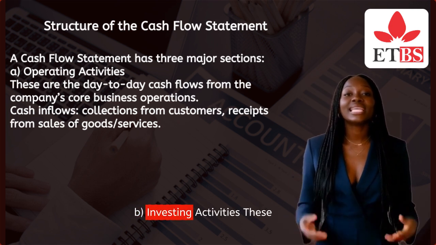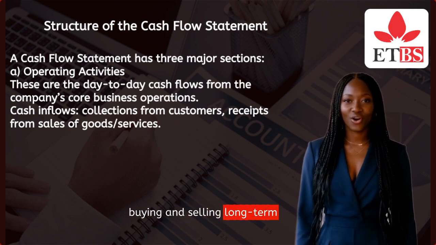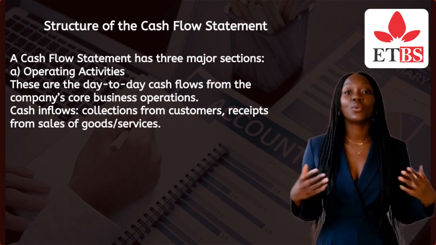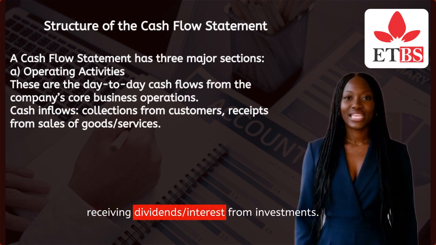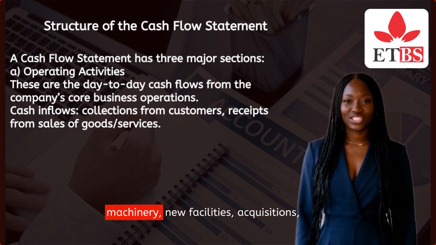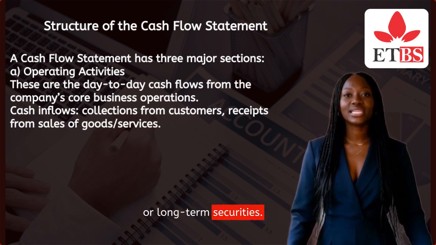B. Investing activities. These represent cash flows from buying and selling long-term assets and investments. Cash inflows: sale of property, equipment, investments, or receiving dividends/interest from investments. Cash outflows: purchase of machinery, new facilities, acquisitions, or long-term securities.